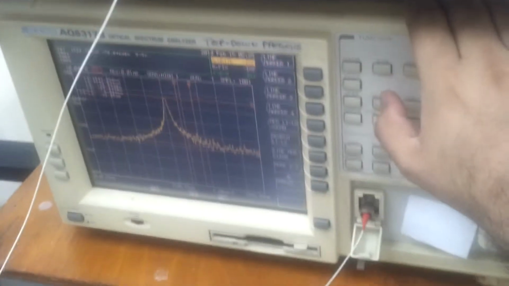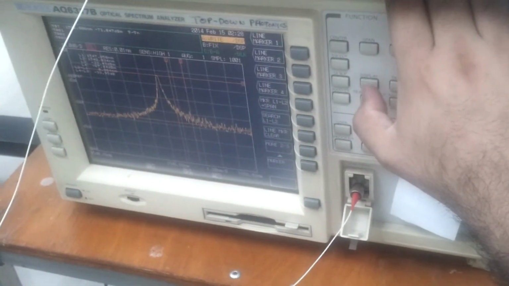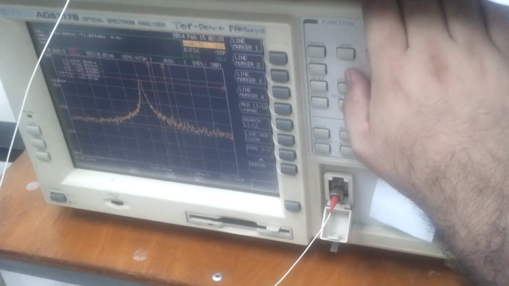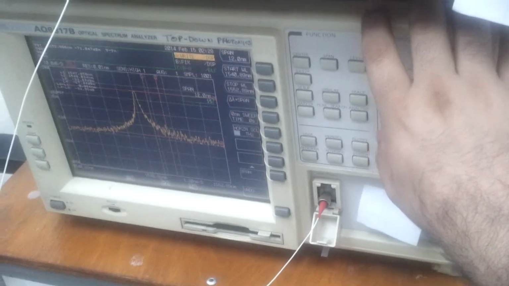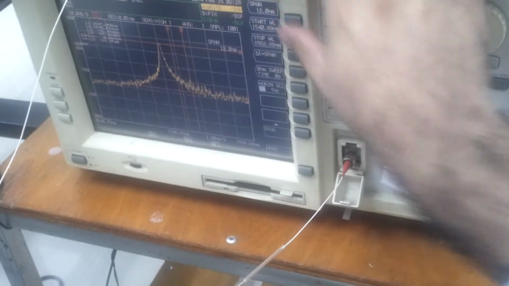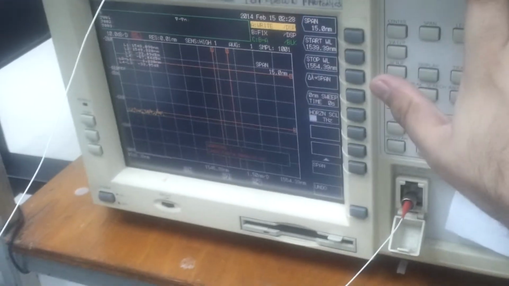I can get the idea of what the original spectrum is, right? So I need to first of all save the data. I think the span should be 15. Span should be... so you are changing the resolution and the span. Span, yes. Okay.